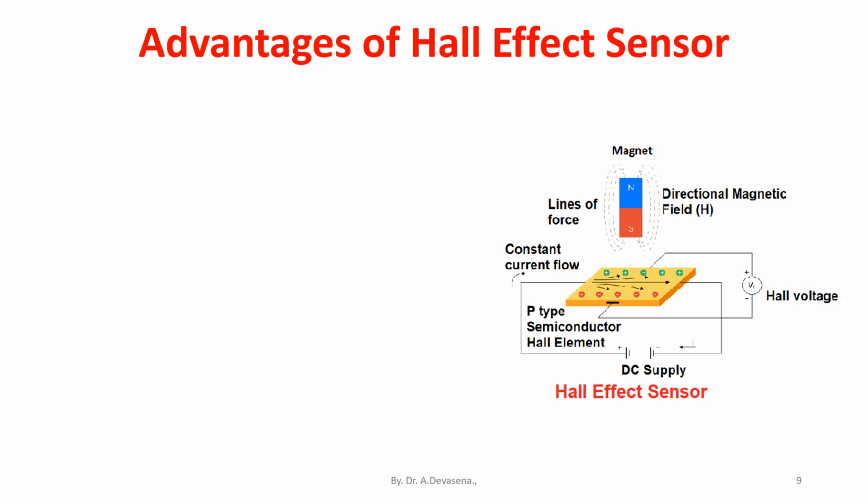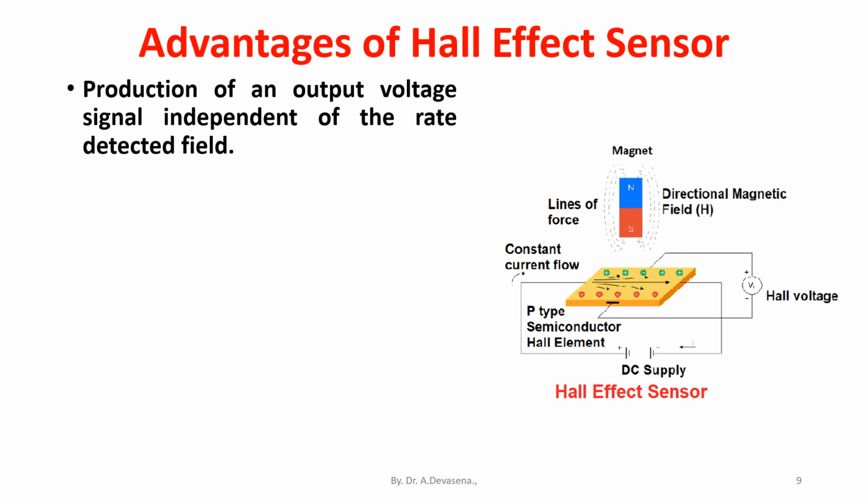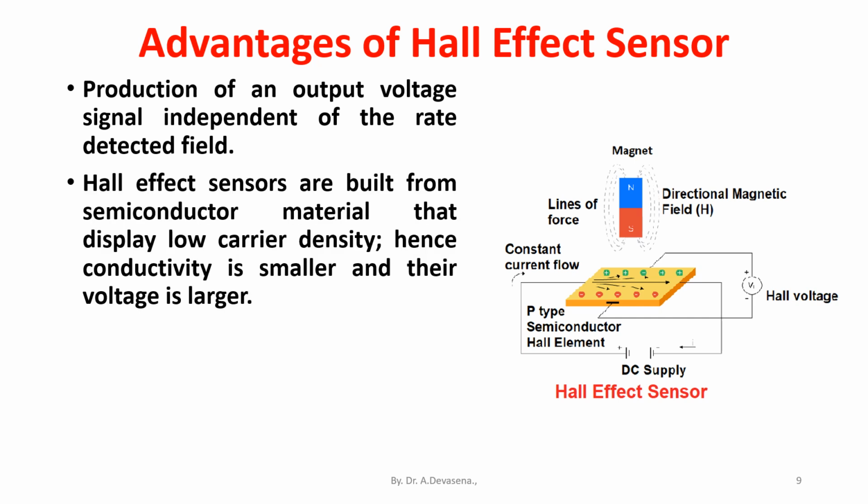Advantages of Hall effect sensors are as follows. Production of an output voltage signal independent of the rate of the detected field. Hall effect sensors are built from semiconductor material that displays low carrier density, hence conductivity is smaller and their voltage is larger. A high speed operation is possible. Hall sensors can measure zero speed.